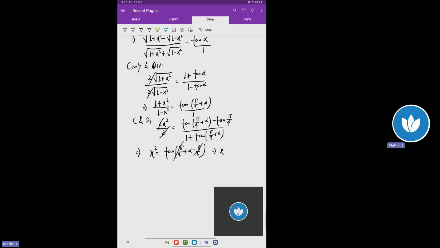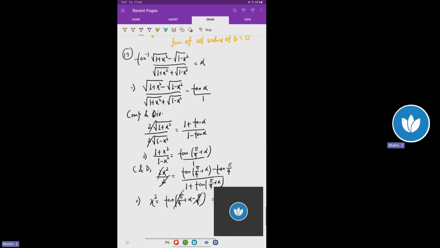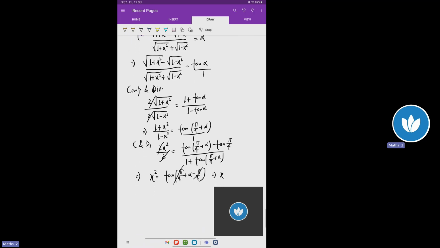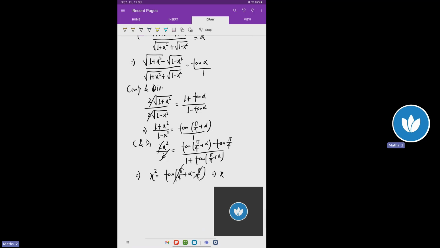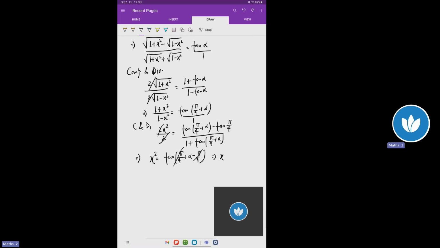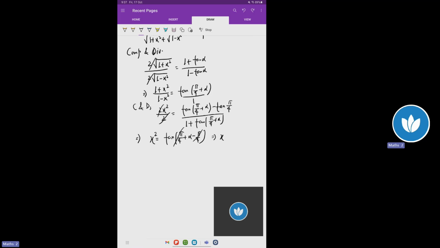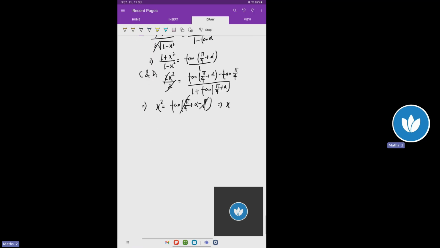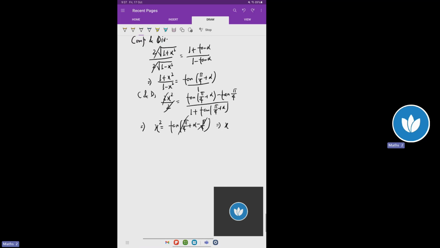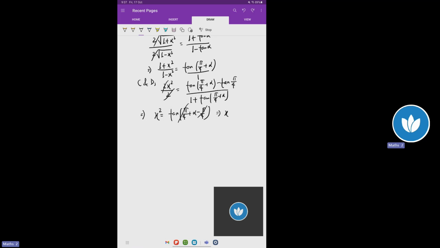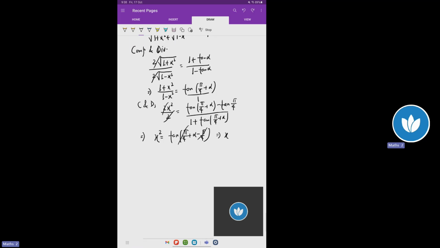Why is such a thing coming like this? Oh yes, there should be some square here. There should be squaring on this side. Okay, here we have missed something.